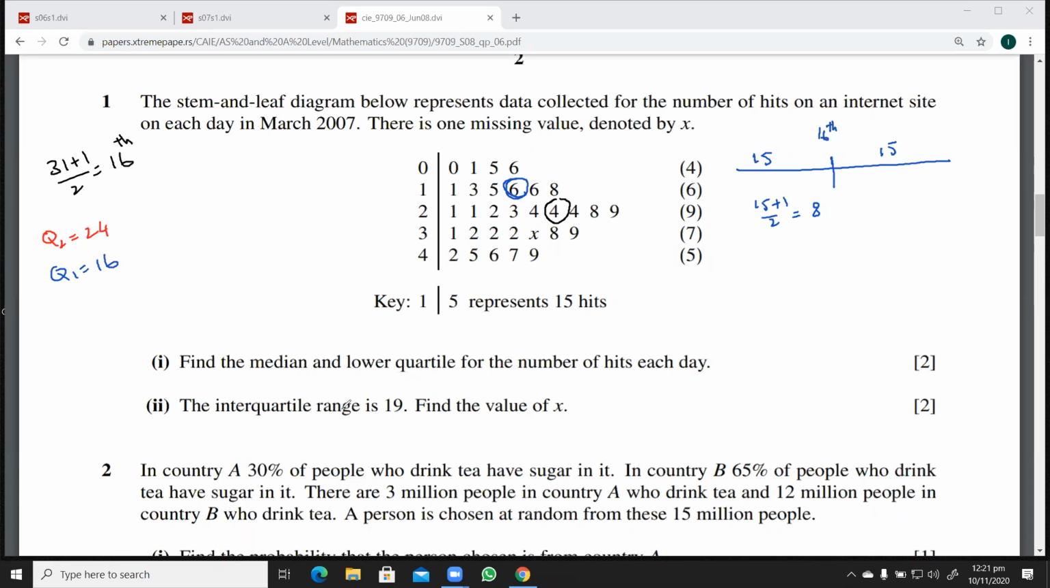And then it says the interquartile range is 19. Now, interquartile range is basically Q3 minus Q1, and that is given as 19.